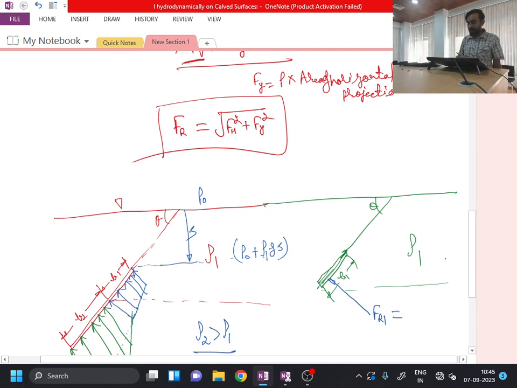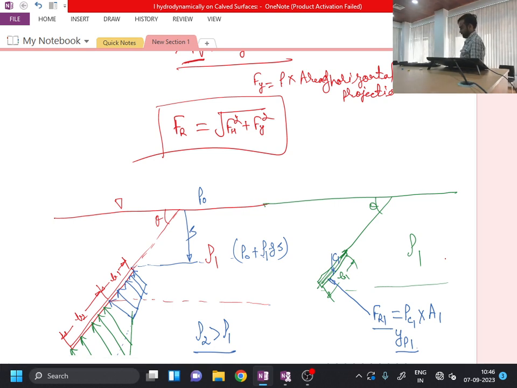And what is the magnitude of this FR1? The magnitude of FR1 will be, if say this is the centroid of the body, C1, then the pressure at the centroid, PC1, times the area of body 1. I am using this subscript A1 because I am now talking about body 1. This will be my resultant force FR1, which is acting on this first portion of the body, and of course the line of action of this will be yp1, which I can easily calculate from the formulation which I described in the previous lecture. So up to this point we have calculated.